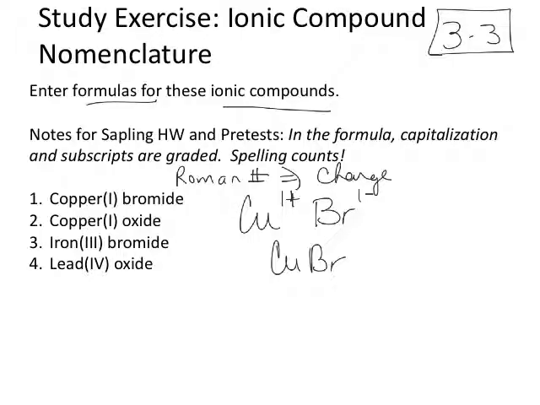Notice you have a capital C and a little u, a capital B and a little r. So do not write them like CUBR, okay? That is totally wrong. The first letter needs to be capitalized and the second letter needs to be small letter. Anytime you have a capital letter, it implies a new element.